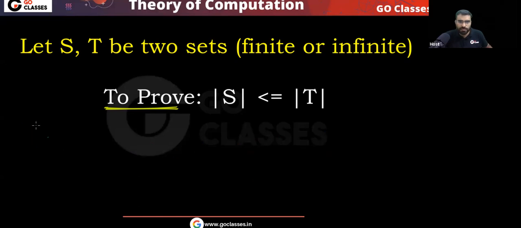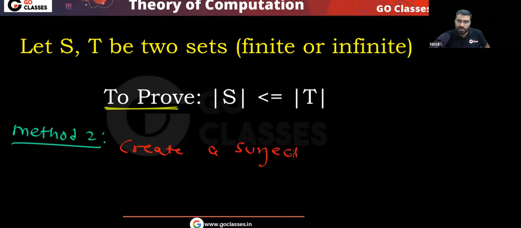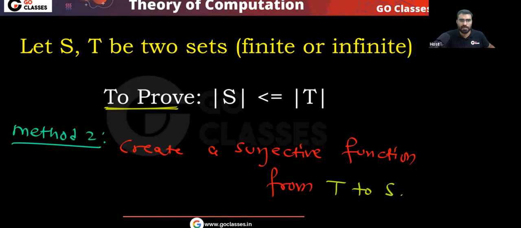Method number 1. What is method number 2? What else can you do? Please tell me. Method number 2 is to create a surjection from T to S. Create a surjective function from T to S. Yes or no? Is this clear? Okay, let me know.